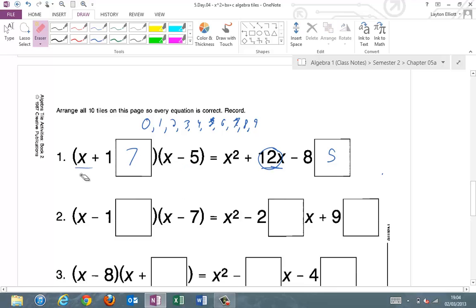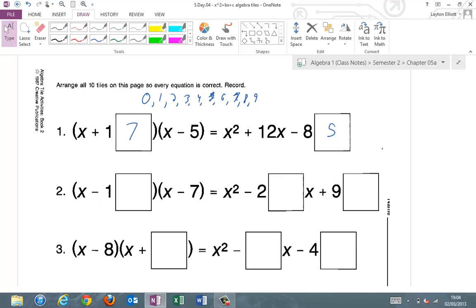Okay, erasing all these stray marks. Let's move on to the next one. We have something, let's see, now we've got 3 blanks. We want something times 7 to be in the 90s. Well, let's see what our possibilities are.